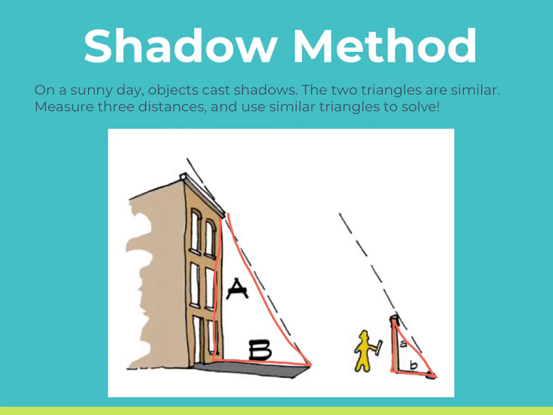When I'm doing a problem like this, though, I can say my little side A to my little side B, so from this triangle, equals big side A to big side B, that triangle. And I can solve that proportion for whichever piece I'm missing. Usually it's the height of whatever tall object.